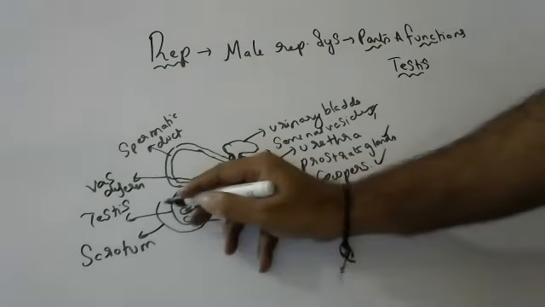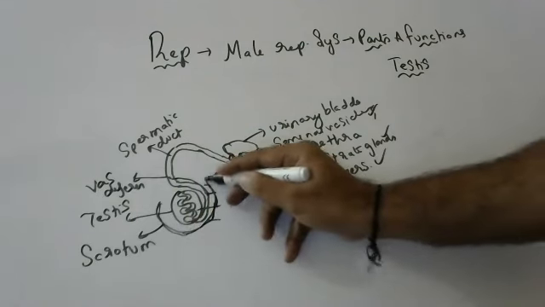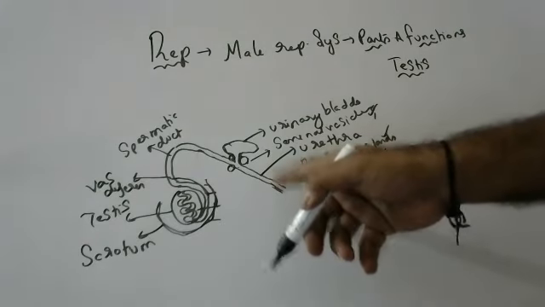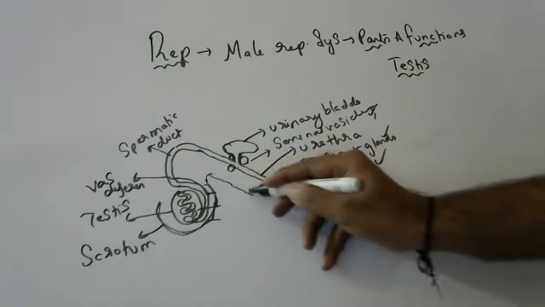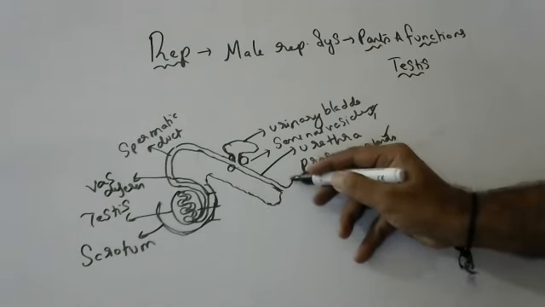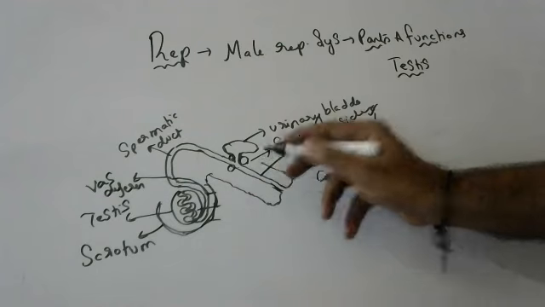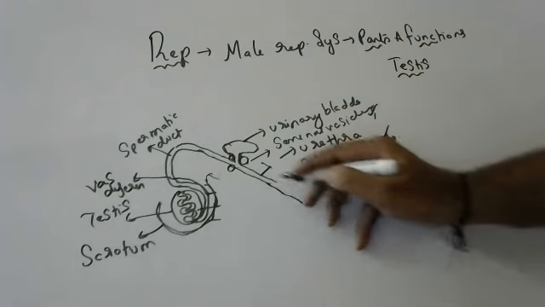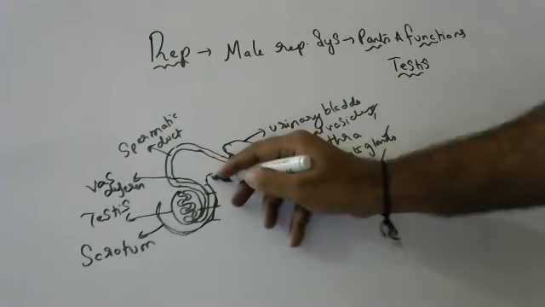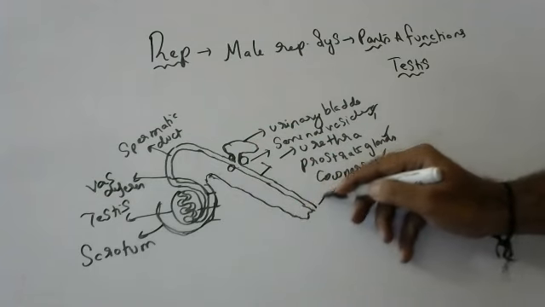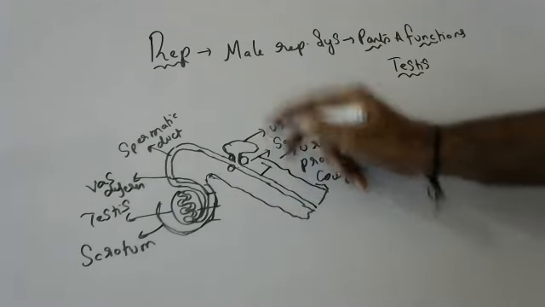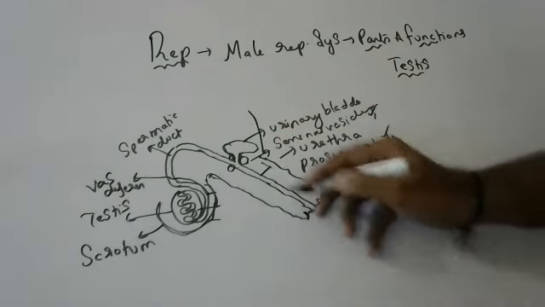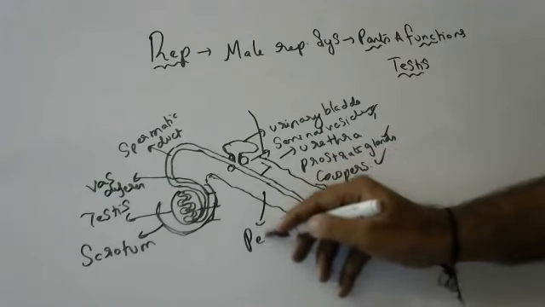Now you see here, children, this urethra is a very sensitive structure. Since it is a sensitive structure, it is protected by a muscular organ-like structure. That muscular organ-like structure, children, is called the penis. It is protected by the muscular organ-like structure called the penis.